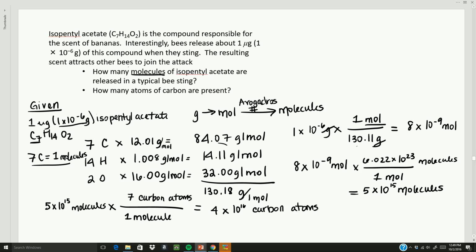Alright, so there are a couple examples for how you would use Avogadro's number and combine it with finding molar mass and moles of a certain mass of a sample.